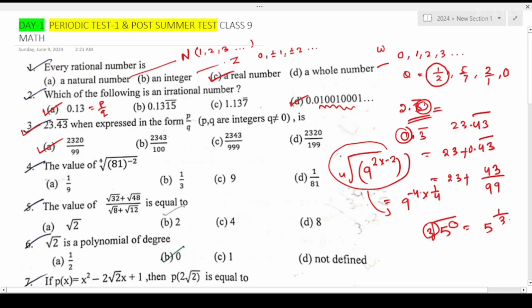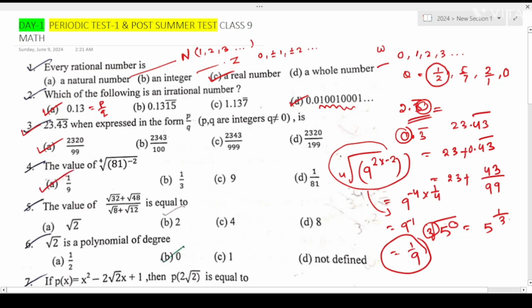Similarly, here it is 9 to the power minus 4 to the power 1 by 4. So the 4s cancel, that is 9 to the power minus 1. So 9 to the power minus 1 is equal to 1 by 9. So the correct answer is 1 by 9.